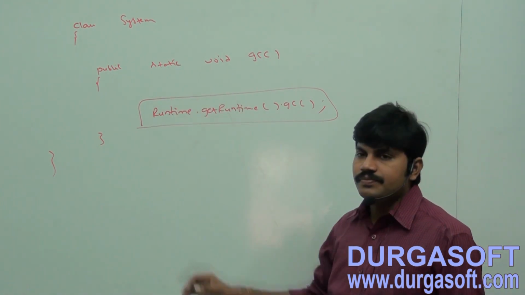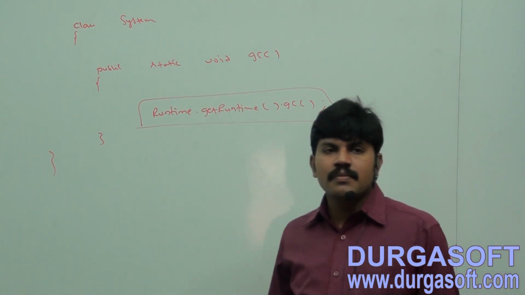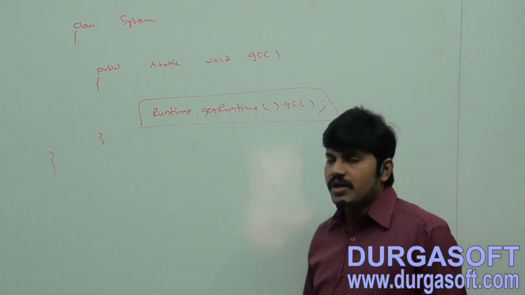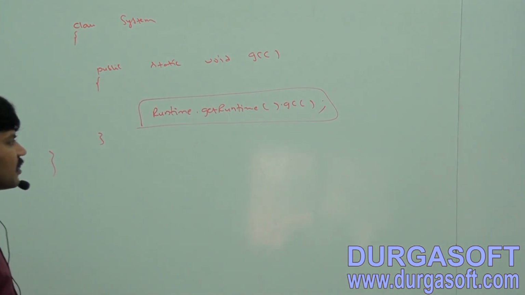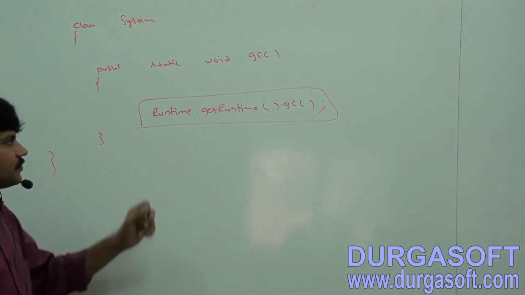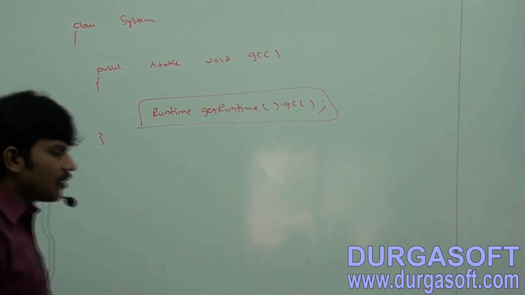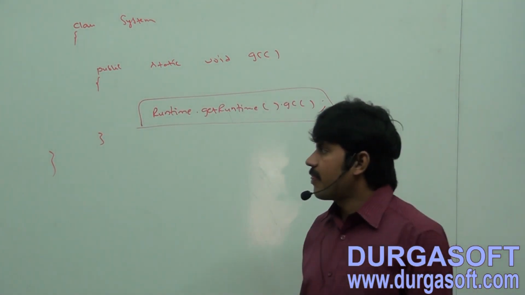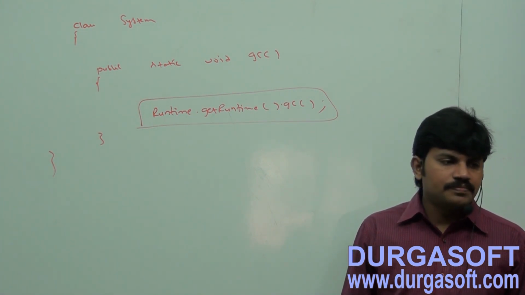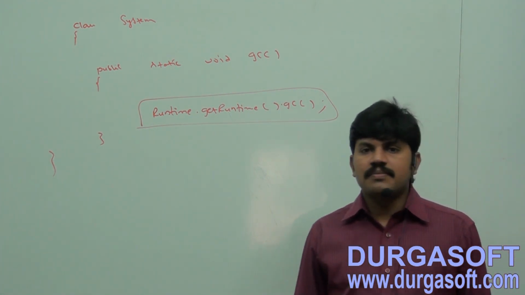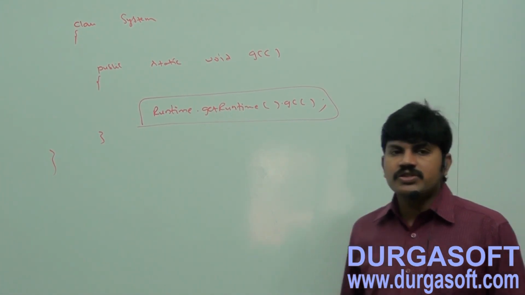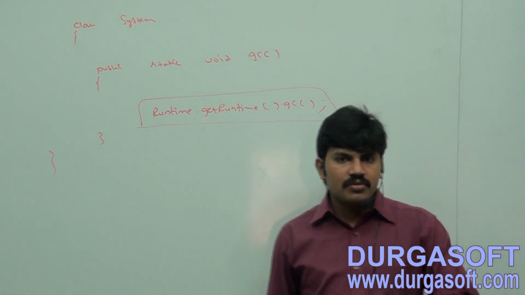That's all. Take this code: class System, next public static void gc, and inside it Runtime.getRuntime().gc(). Completed, I hope. Okay, that's all. So these are the various ways or methods for requesting JVM to run the garbage collector. Okay, now the terminology is clear.